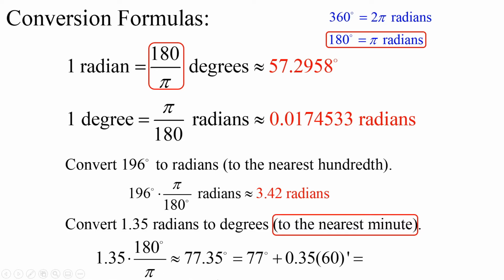So let's think about this a second, and I blew that here. I need this to the nearest minute, so I shouldn't have punched it out like that. I should have gone 77 degrees, and then punched this part out and rounded it to the nearest minute. Okay, so let's try that. 0.35 times 60, and I'm getting a 21 right there. 21 minutes. So 77 degrees and 21 minutes. Beautiful. Okay, so again, make sure you can convert degrees to radians, and make sure you can convert radians to degrees.